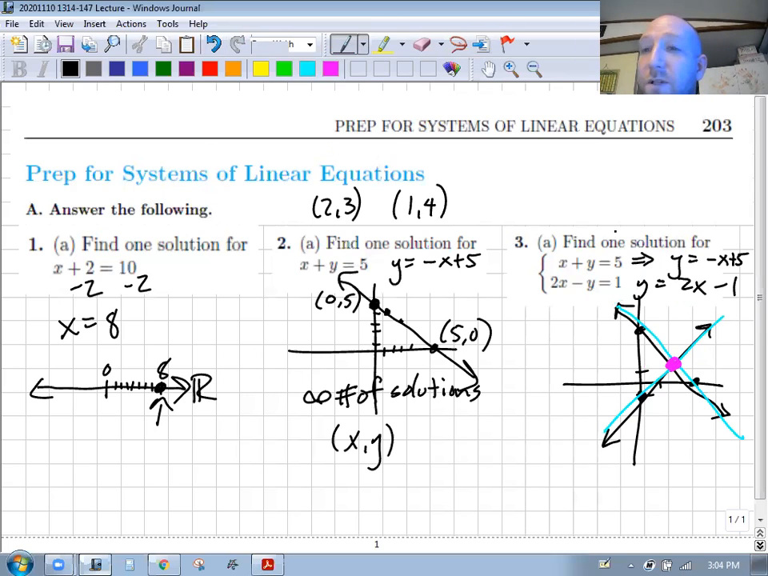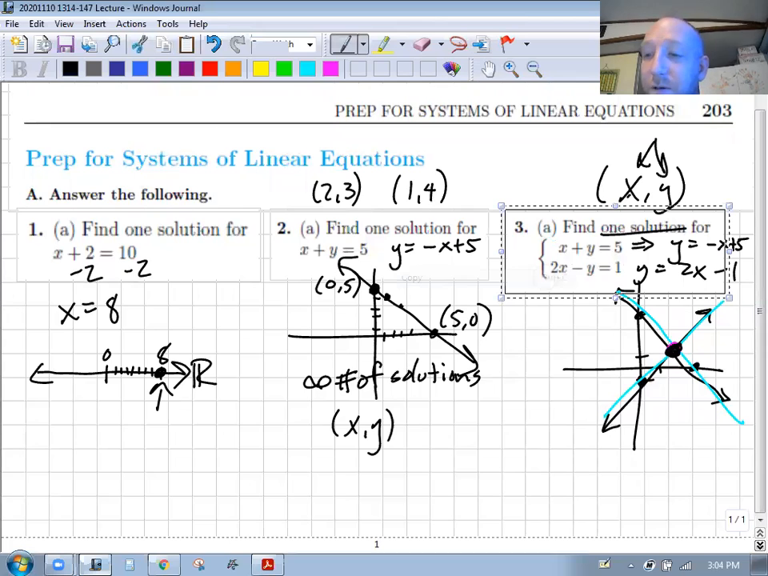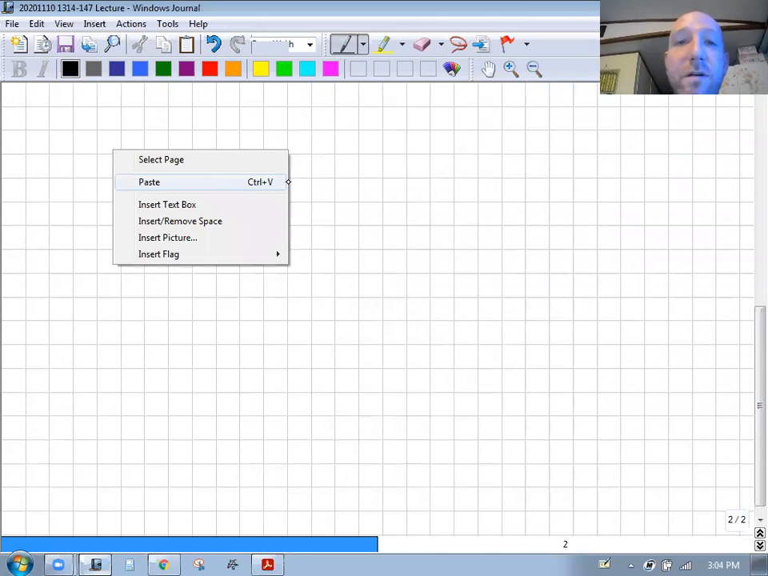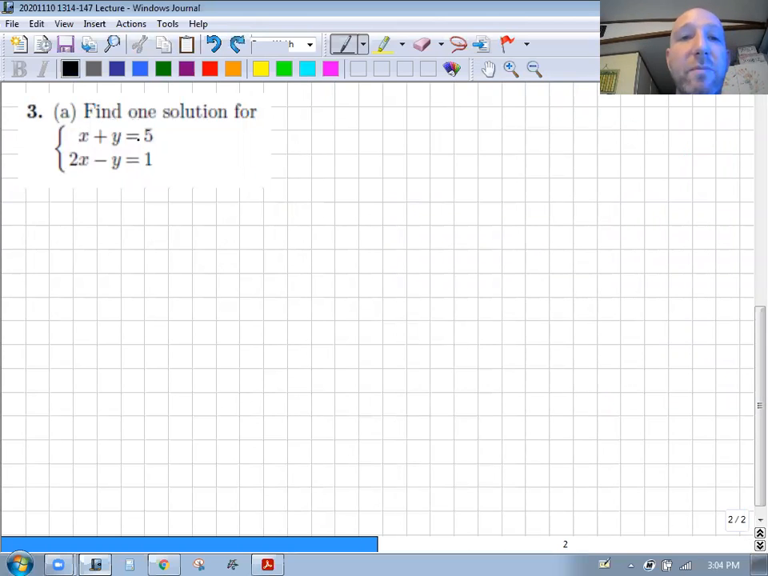There is only one solution, and it looks like x, y, but there's a specific x and a specific y that work. In order to figure out what this point is, where they're both true, we're going to substitute. We're going to take one equation and stuff it into the other equation so that we end up with a new equation that only has one unknown variable.